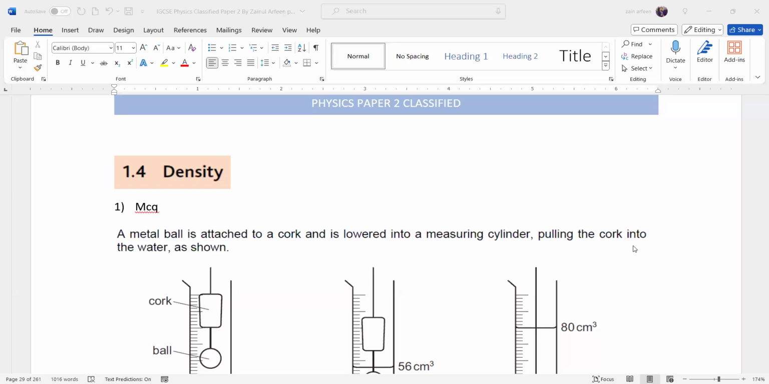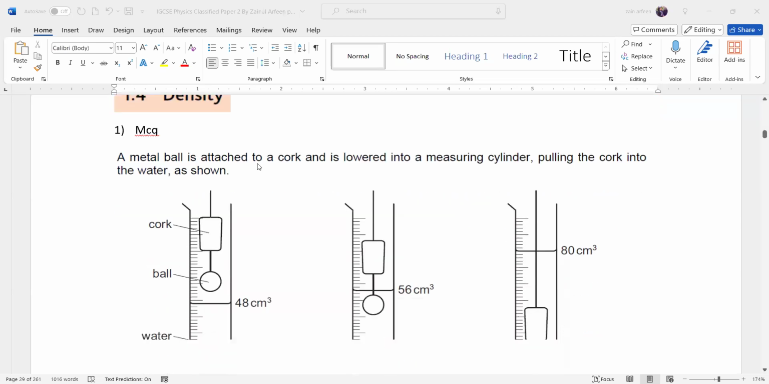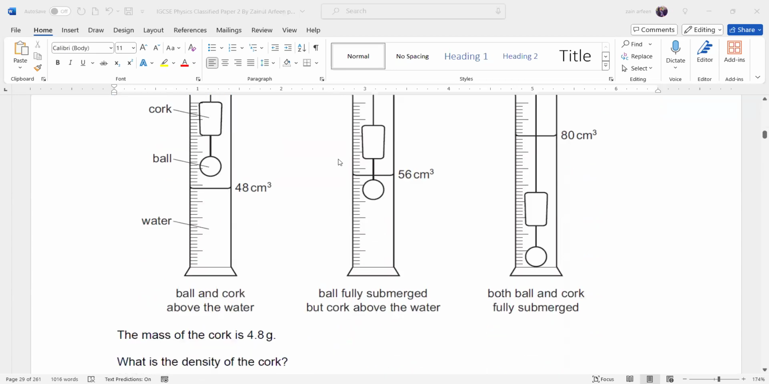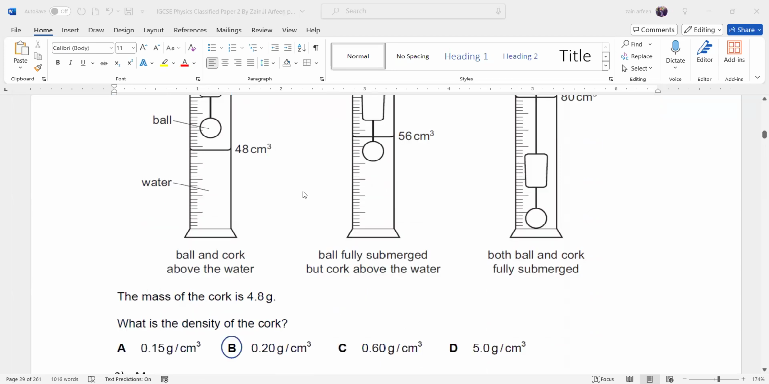So these are the MCQs related to topic 1.4, which is about density. The first one: a metal ball is attached to a cork and is lowered into a measuring cylinder, pulling the cork into the water as shown. The mass of the cork is 4.8. What is the density of the cork?